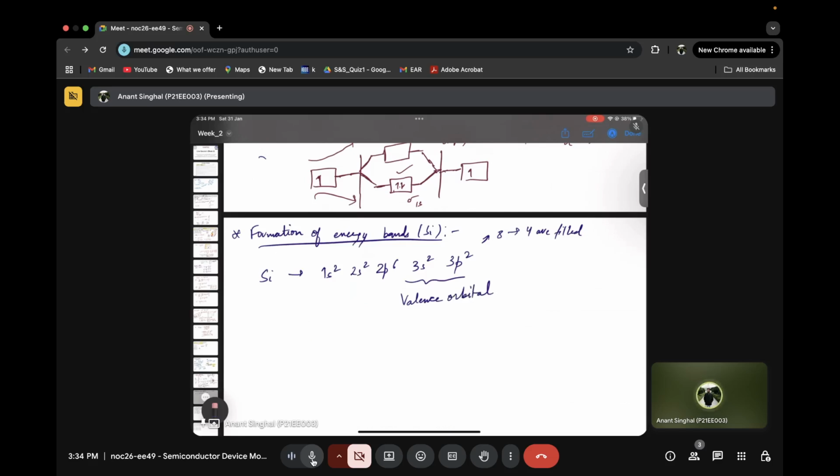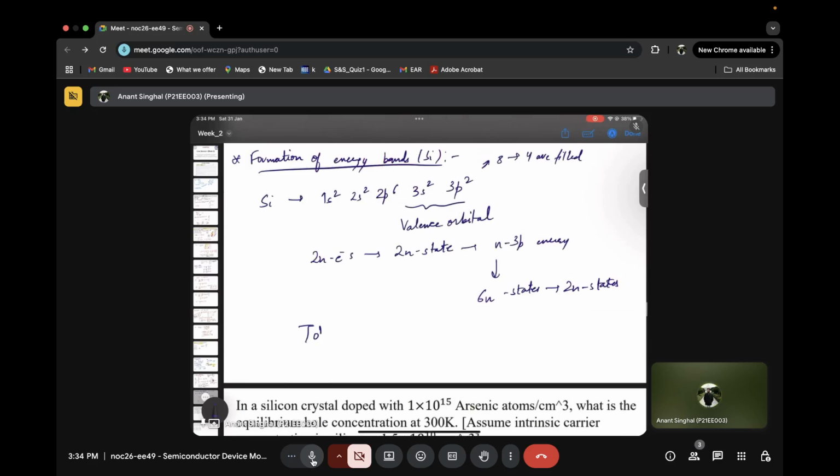Now 2n electrons are there in the p that are present, but it can have 6n states, right? So 3p6 can be the states. There can be 6 states and only 2n states are filled. And we know that in the total of the valence band, we have 2n plus 6n. This will come from the 3s, this will come from the 3p. So there are a total of 8n states, out of which only 4n are filled, right?